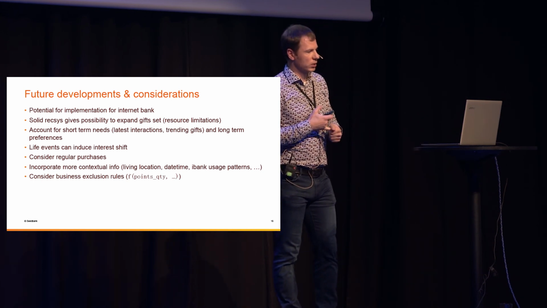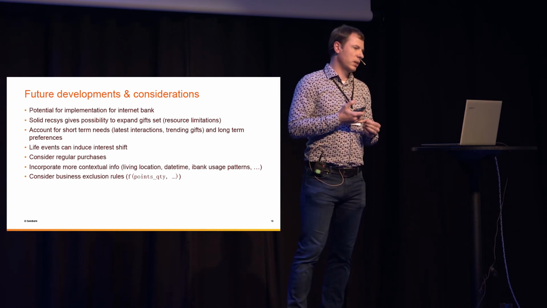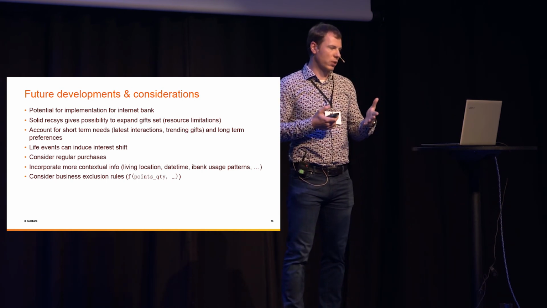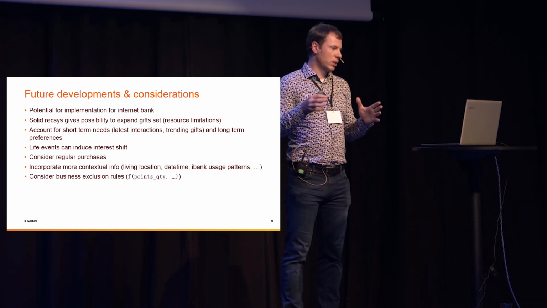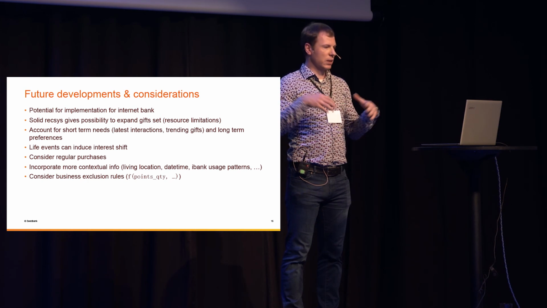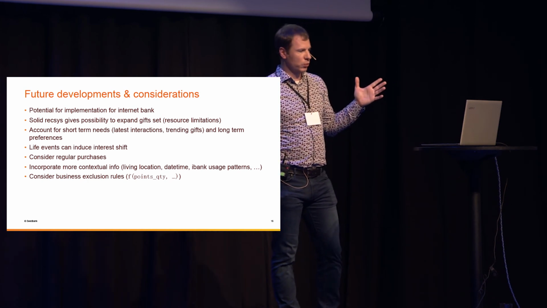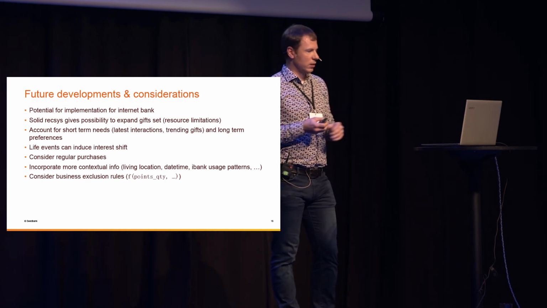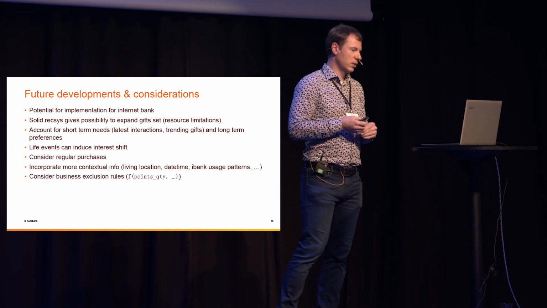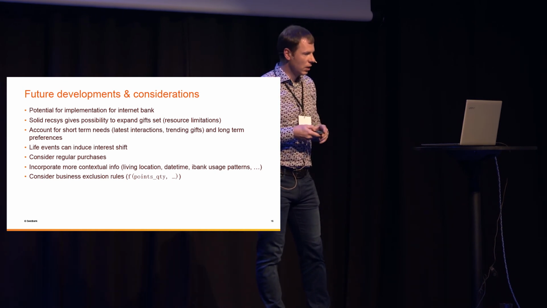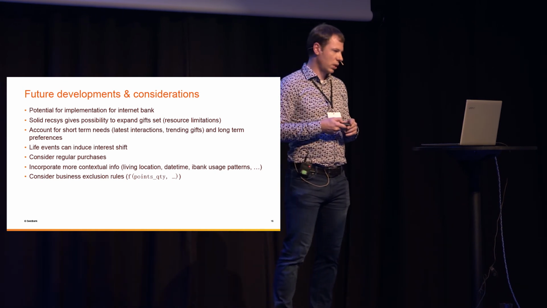For example, if I look at the system right now, it doesn't take into account how many points I currently have, and if I have quite a small number of points, it still recommends me some products for which I need like 2,000 points or something like that. So this is one example of how to have those business exclusion rules.